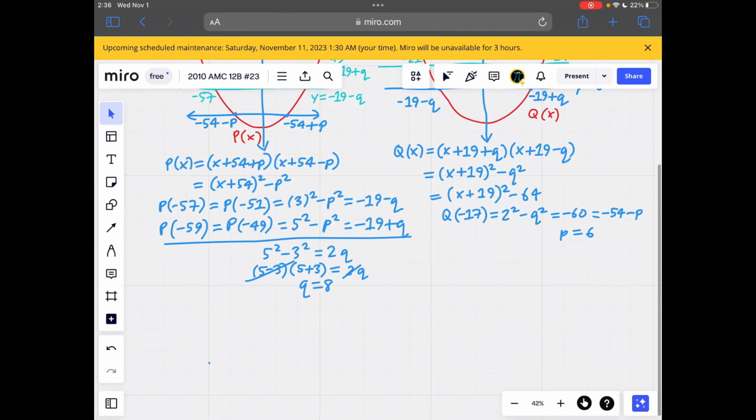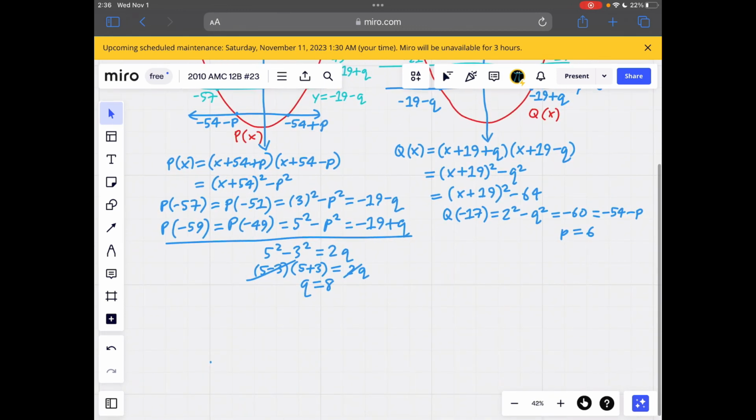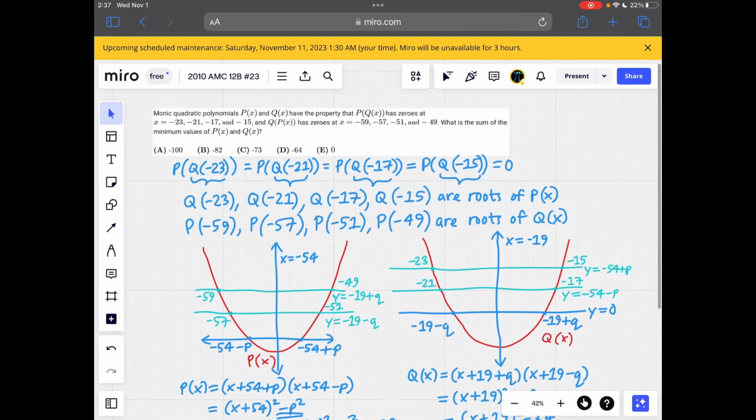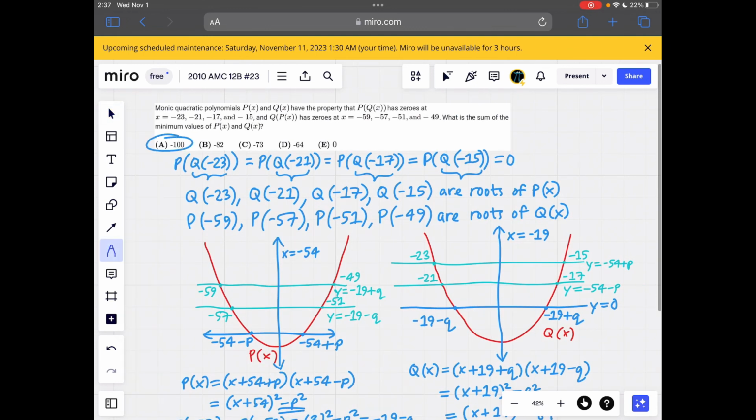We want to find the sum of the minimum values of P of x and Q of x. But this is just minus p squared minus q squared. The least x plus 54 squared can get is 0. The least anything squared can get is 0. No real number, when squared, will equal anything less than 0. So this is just minus p squared minus q squared, which is just minus 8 squared plus 6 squared. And that's equal to minus 36 plus 64, which is minus 100. Going back to our answer choices, we see that minus 100 is equal to answer choice A, and so we are done.